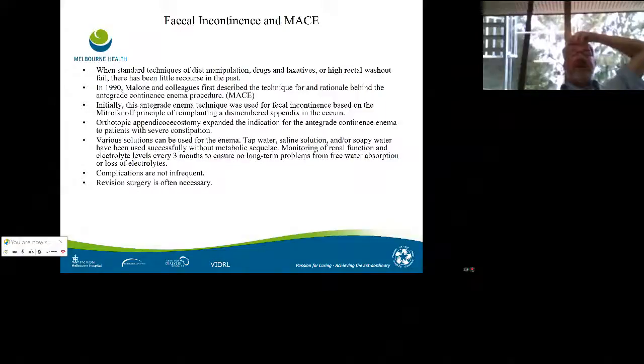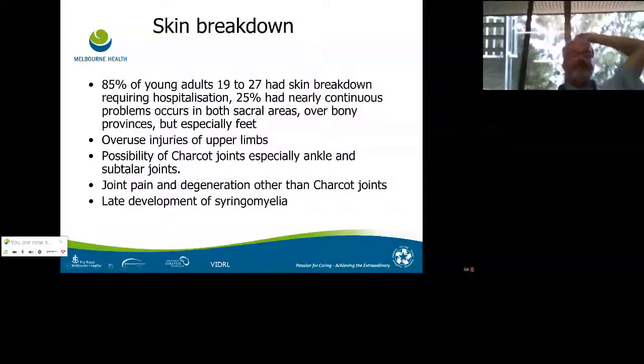It's been going since 1990. It's generally started with the MACE in the paediatric wards. The tap water, saline or soapy water have been used generally without metabolic sequelae, but you need to monitor renal function and electrolyte loss, especially sodium loss and free water absorption issues. The complications are not infrequent, and revision therapy is often required.